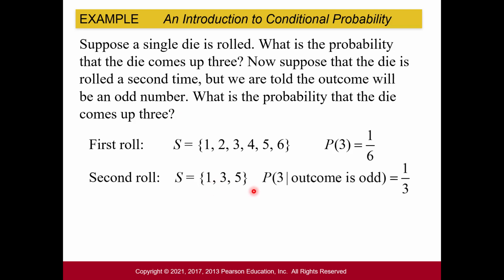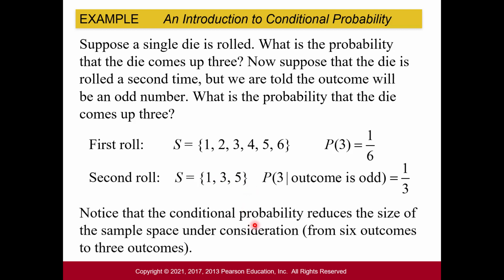So in that case, read this as the probability of rolling a 3 such that the outcome is odd. And so that's just 1 out of the 3 odd options. So notice that the conditional probability reduces the size of the sample space under consideration. In this case, it went from 6 to 3 outcomes.